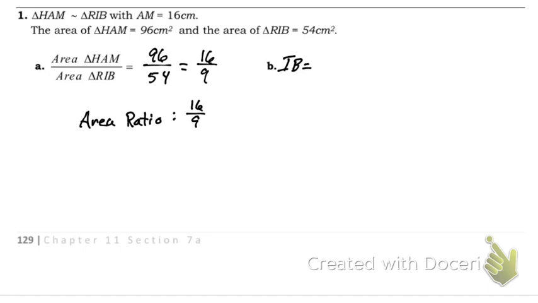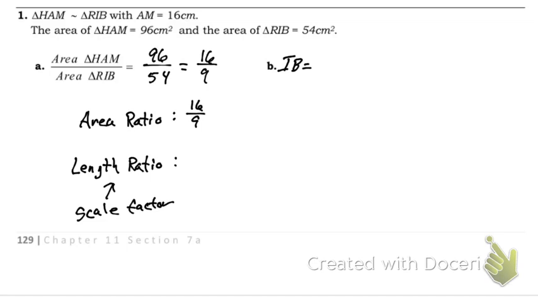B is asking for a length. Do you think I'm going to use the area ratio to find a length? Is area ratio the same thing as length? Is area the same thing as length? No. So instead of having an area ratio, I'm going to need to come up with our length ratio, which is also called our scale factor. If my area ratio is 16 over 9, can someone tell me what my length ratio is then?